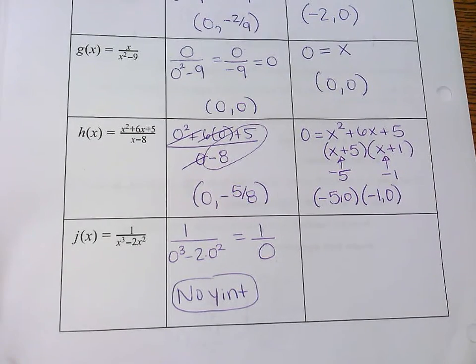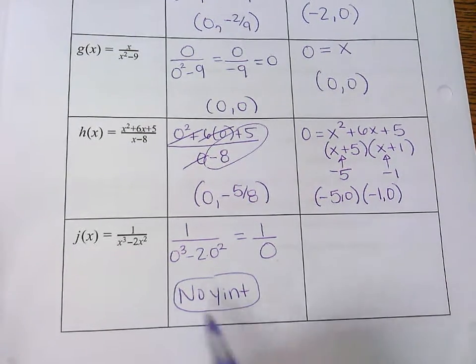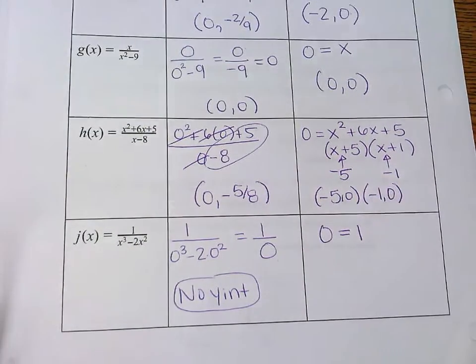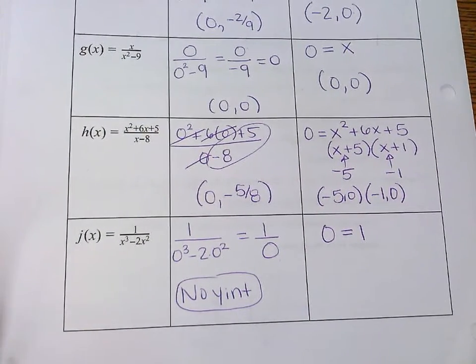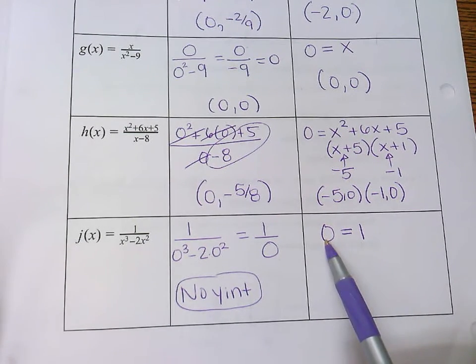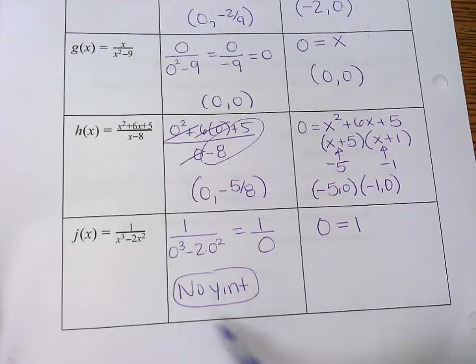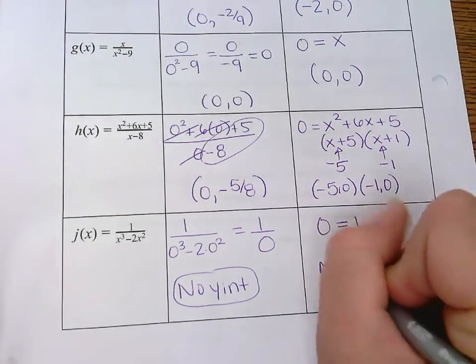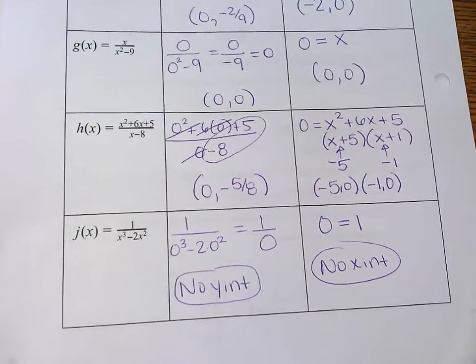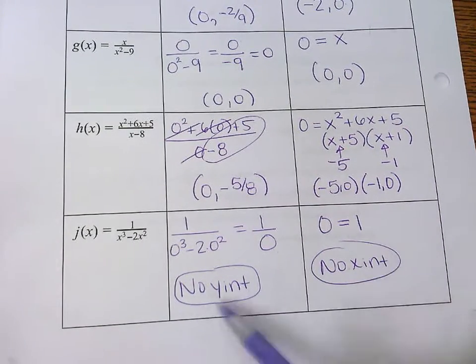All right, and now this last function, what happens? I set the numerator equal to 0. Can 1 ever equal 0? No. So kind of in the case over here, there was no y-intercept. There might also be no x-intercept. They don't always happen in the same function, but it's a good clue that that might happen. So you might have no x-intercept.